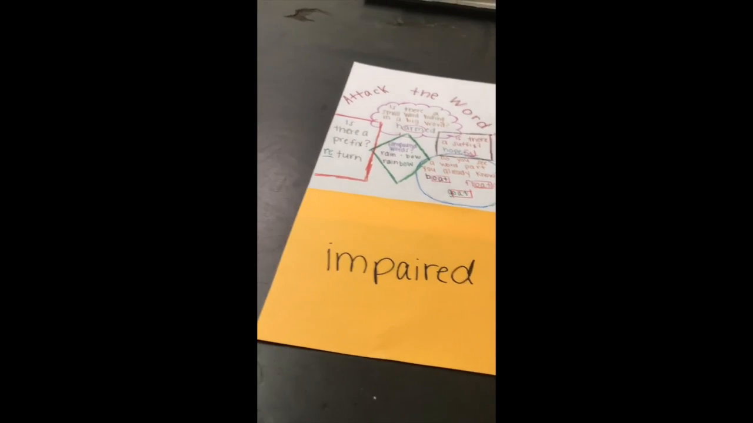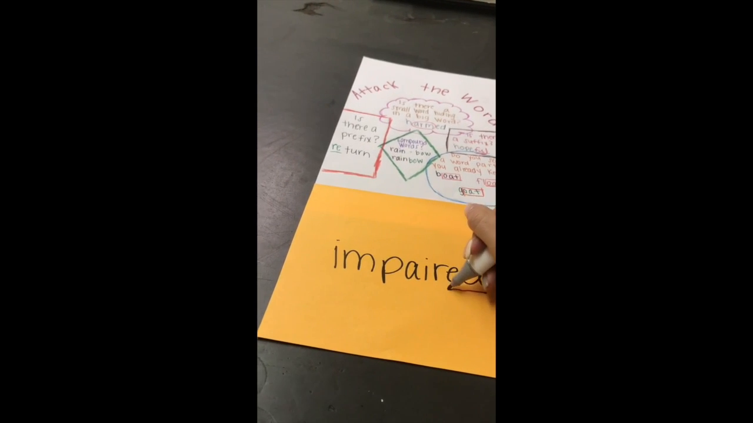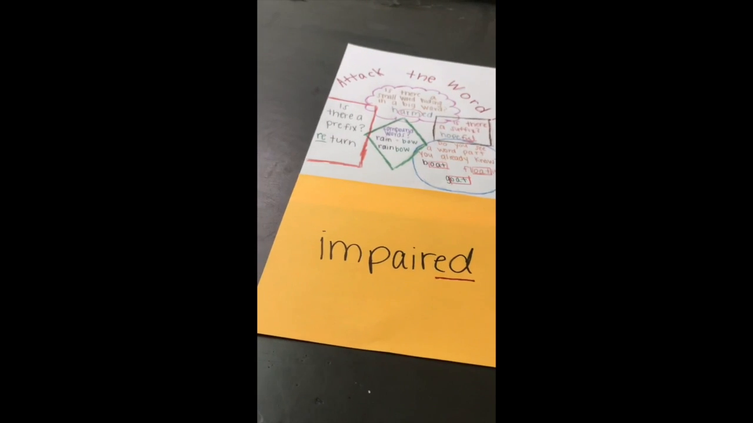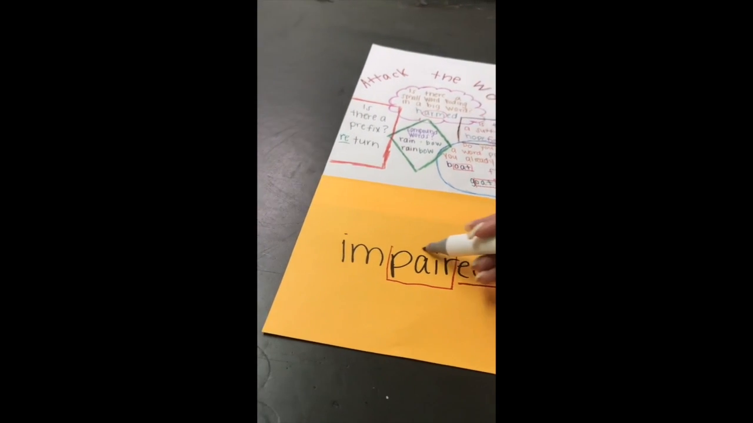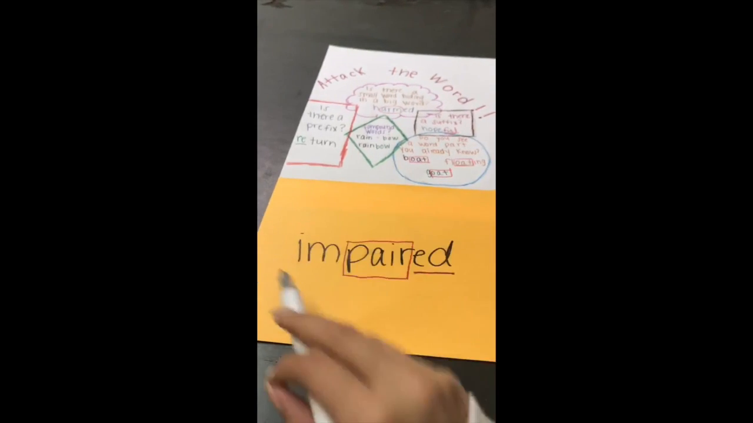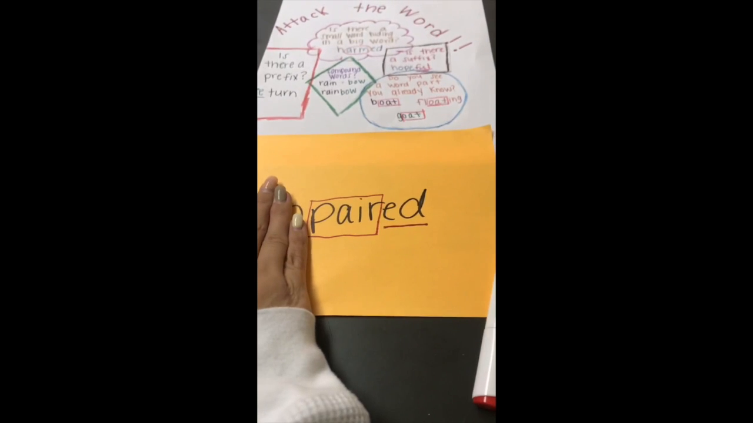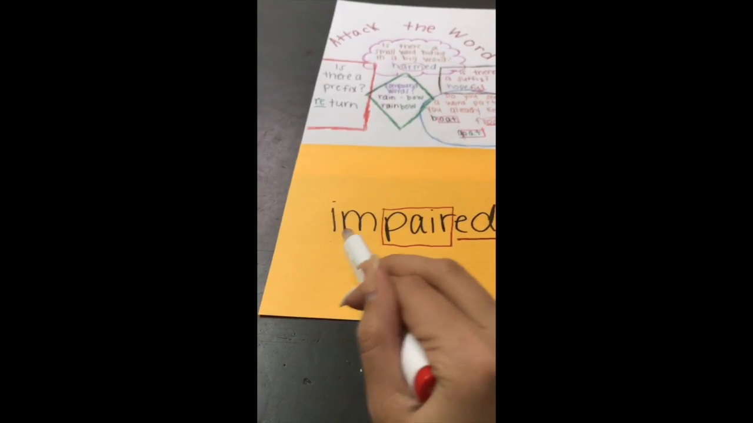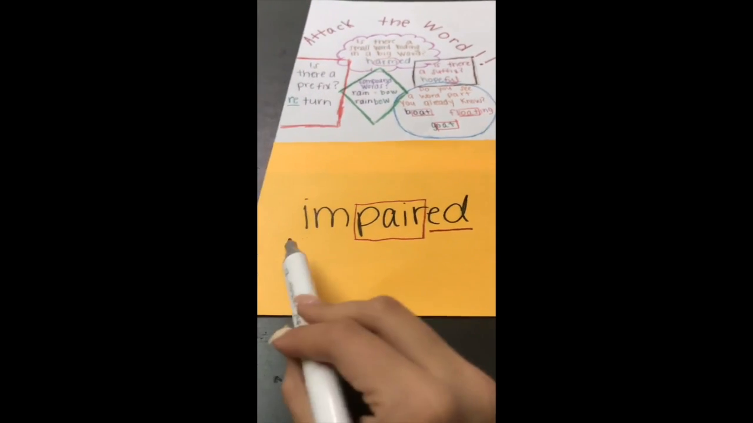So now when we look at this last word, what I notice first is the ending, the ed. So I know that the ed says ed. And in the middle, we have a smaller word that's part of a bigger word. So we have pair. So if we cover up this, we have paired. Now, if we add the im, we'll sound out the im, impaired, impaired.